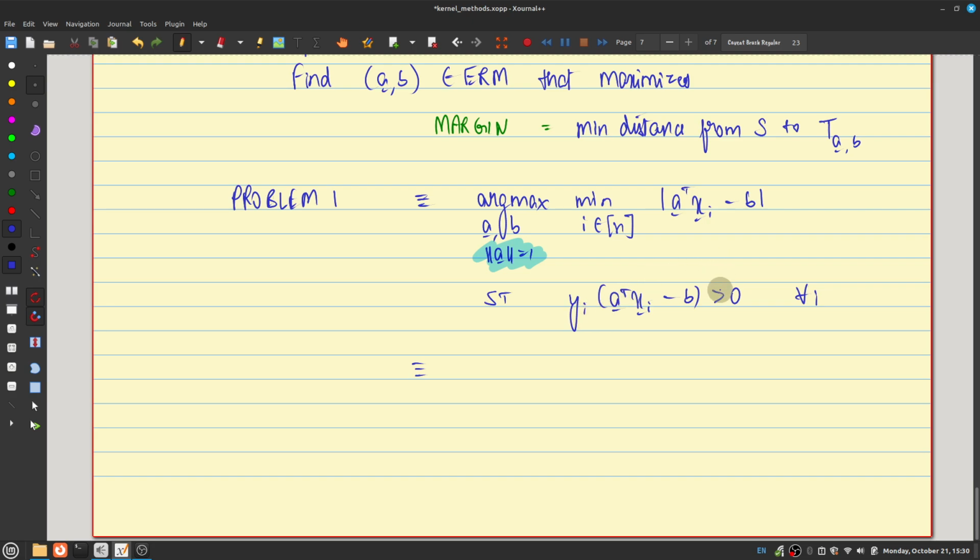So first I'll try to get rid of this strictly greater than 0 term. I claim that this is equivalent to argmax over all a comma b. Again, I do have the constraint that norm of a equal to 1, but now it is minimum over all i from 1 through n of yi times a transpose xi minus b.